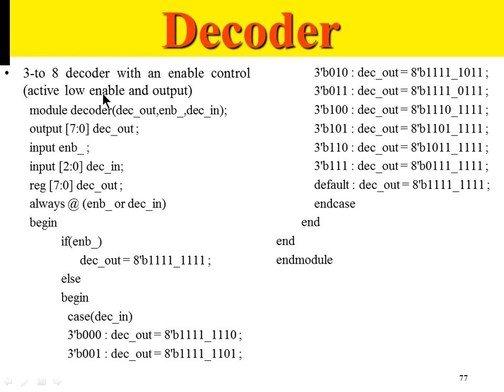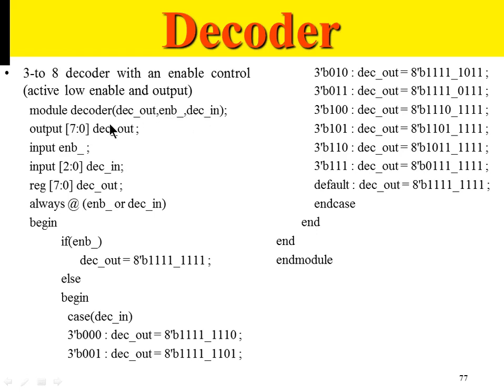Active low enable. So there is an enable which is also active low. If it is 0, the circuit is enabled. If it is 1, the circuit is disabled. Let's look at the Verilog code for that. Module decoder. DC_out, enable_bar, DC_in. Enable underscore bar tells me it's an active low signal.